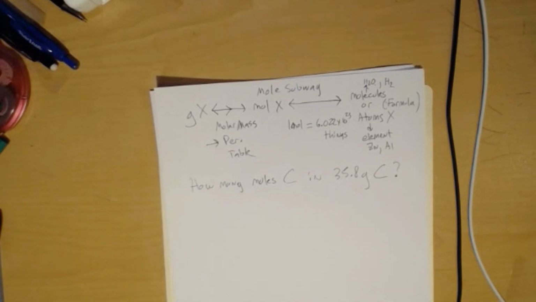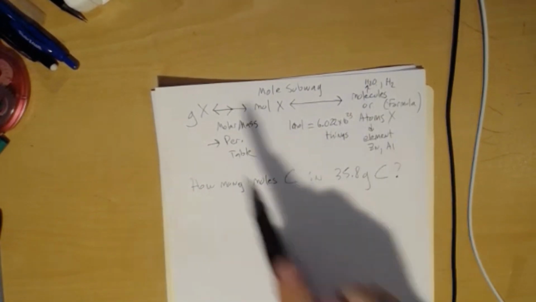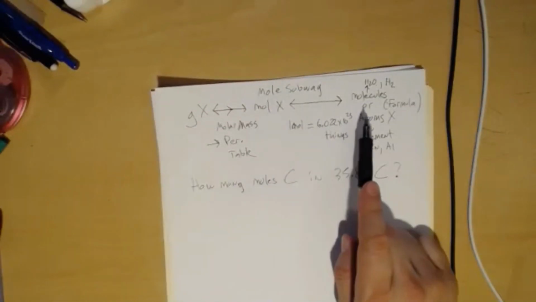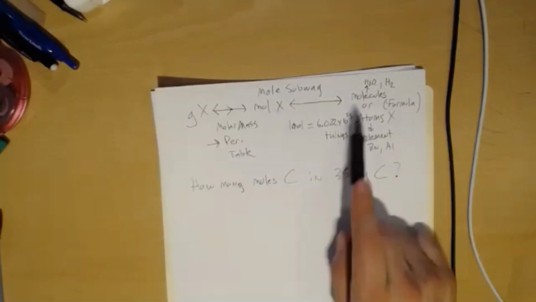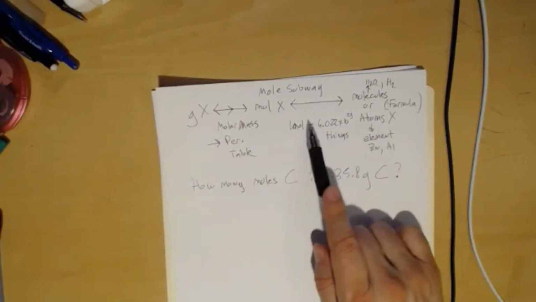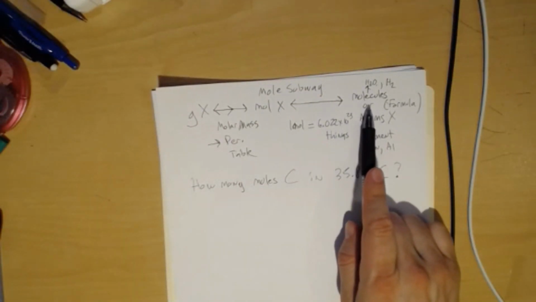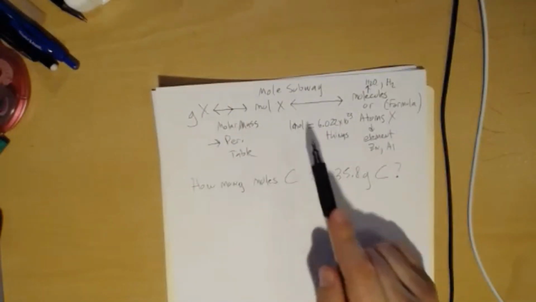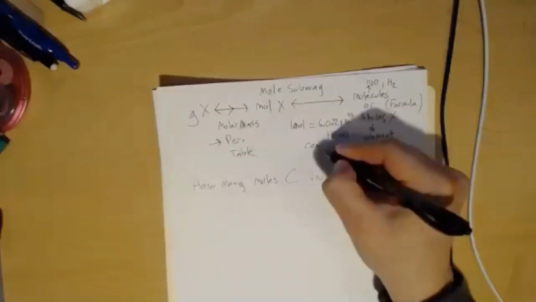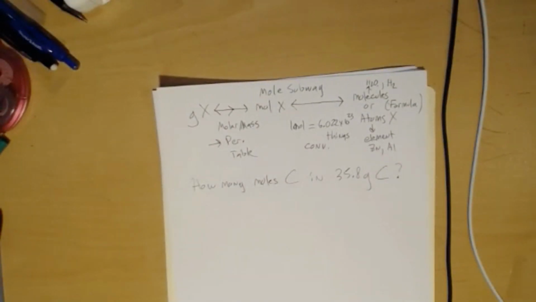Right? So I have to know basically which station I get on. There's the gram station, the mole station, or the molecule atom station. And then based on what station I'm at, I know which train I'm going to need. So if I'm at the molecule station, I want to go to the mole station, I'll need to use this train, which is a conversion, right? Moles to things.